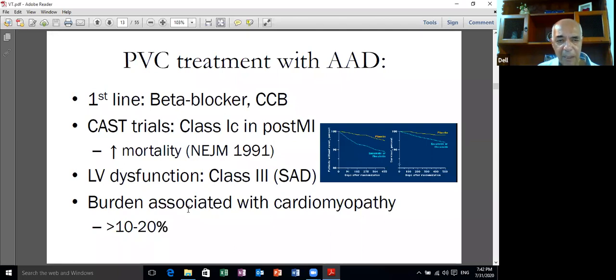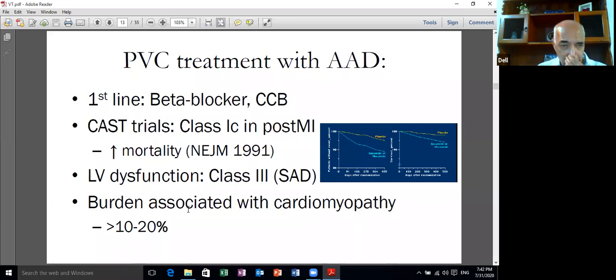If you have an ischemic etiology or a left ventricular dysfunction, then the drugs of choice will be the class 3 antiarrhythmic drugs, essentially what is abbreviated by the word SAD. SAD stands for sotalol, amiodarone, and dofetilide.